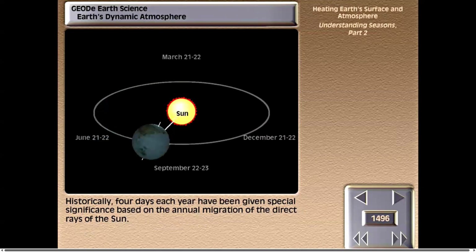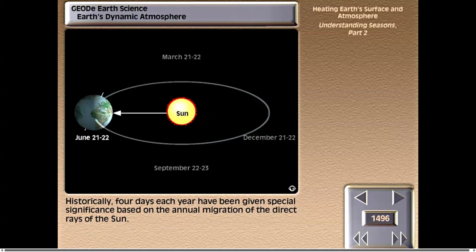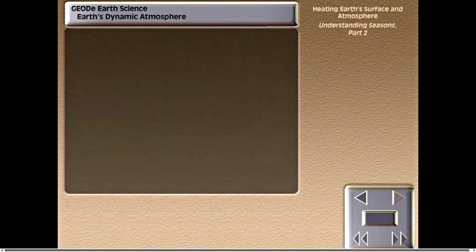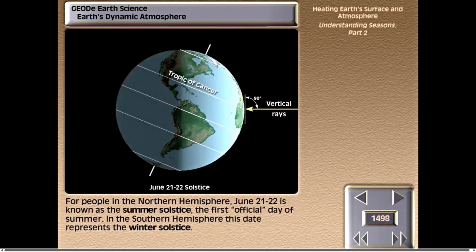Historically, 4 days each year have been given special significance based on the annual migration of the direct rays of the Sun. On June 21st or 22nd, the vertical rays of the Sun are striking 23.5 degrees north latitude, a circle known on the globe as the Tropic of Cancer. For people in the Northern Hemisphere, June 21st or 22nd is known as the summer solstice, the first official day of summer. In the Southern Hemisphere, this date represents the winter solstice.